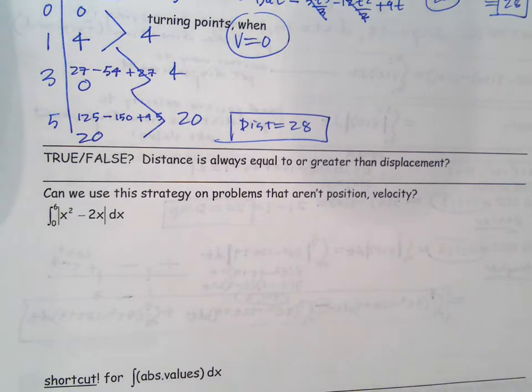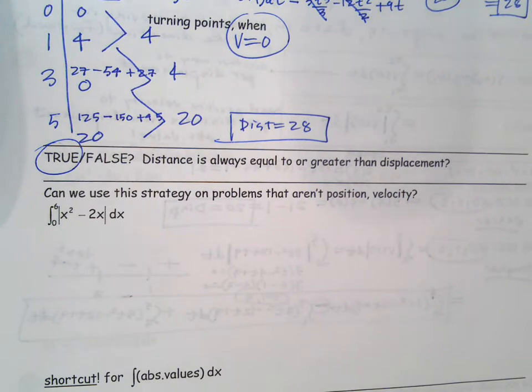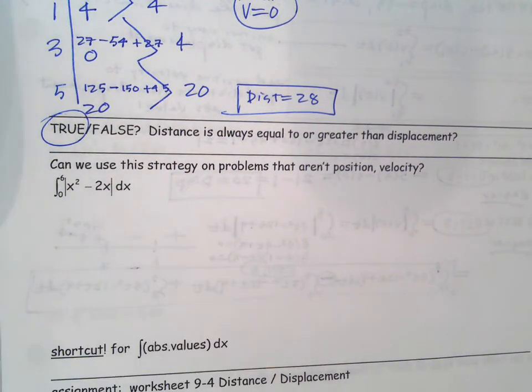Is distance always equal to or greater than displacement? Yes. It's always equal to or greater than displacement. You can't have a distance that's less than displacement. That wouldn't make sense. Can we use this strategy on problems that aren't position velocity problems? Can we just use it on any old absolute value?